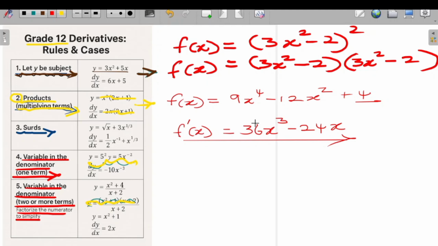Guys, derivatives are easy. You have to maximize the amount of marks that you get by taking advantage of this question.